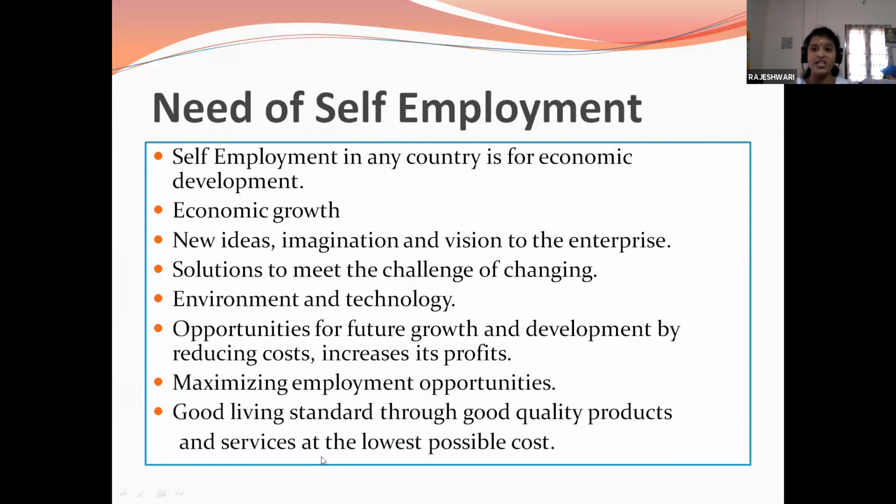That means how lowest possible cost? If we implement more products in our area, we can give, and we will get, a good living standard at the lowest possible cost. So that is the way of standard living in our surroundings. So if we are talented and very interested in self-employment, not only are we benefited, our surroundings are also developed and more benefited.